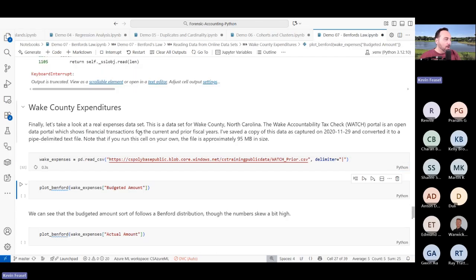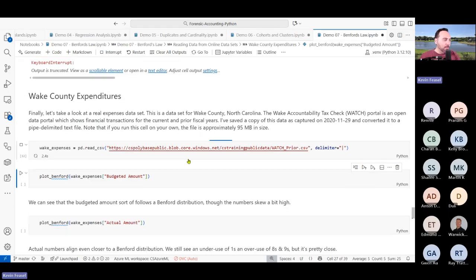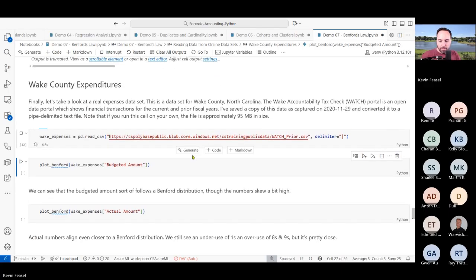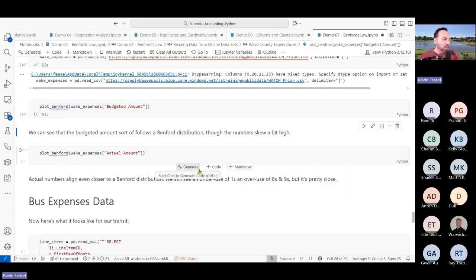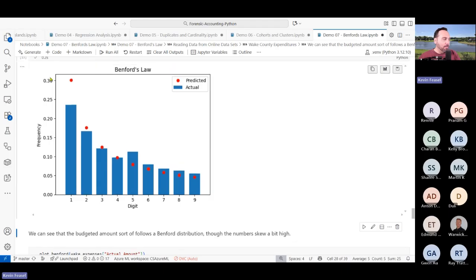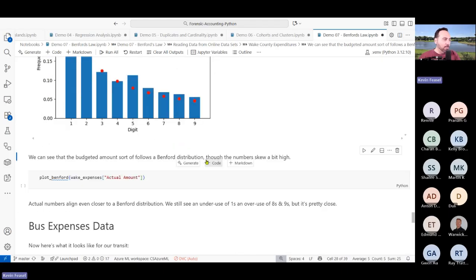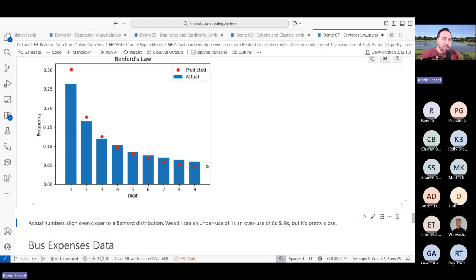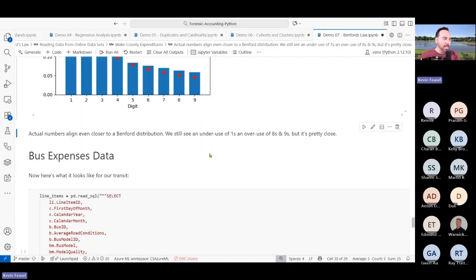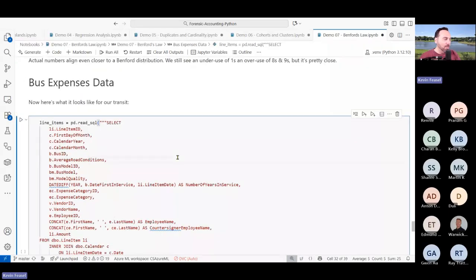Okay. Wake County expenses. This is going to be much faster to grab. Hopefully. There we are. I'm going to plot budgeted amount. Budgeted amount, kind of close. Not horribly off. Actual amounts, again, kind of close, not horribly off. We have a lot of cases. These are radically different data sets, and they're all not perfect, but they seem to come reasonably close.